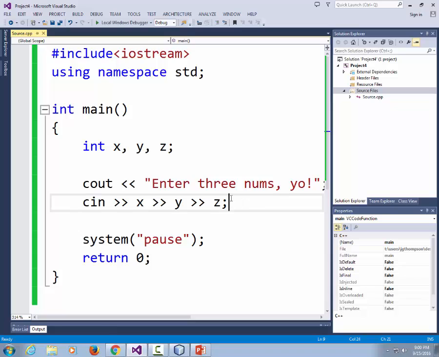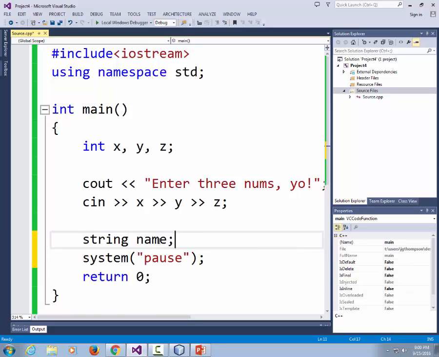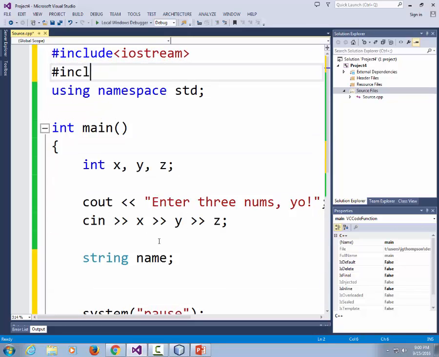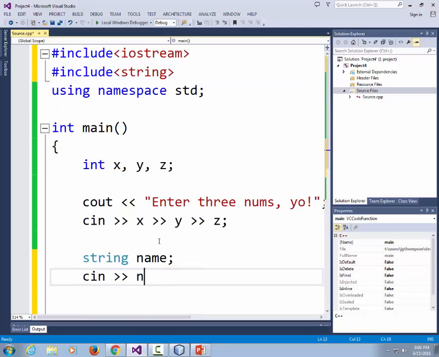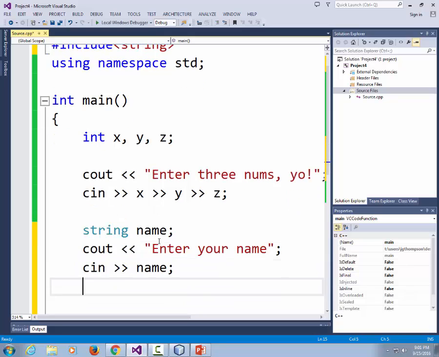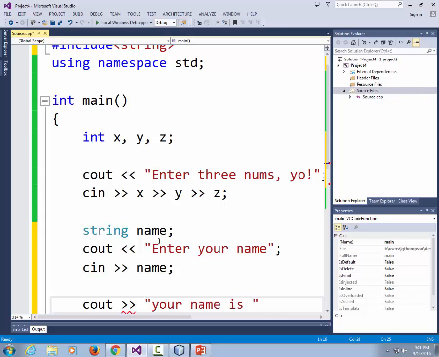That's kind of important to remember, because if you ask for a certain number of pieces of information and then the user enters too many, whatever they entered is left there in the buffer and can cause a problem later, like this. Down at the top, include string. We have a string. Now we're going to read into the string after displaying, enter your name. Then we're going to print out, your name is, name, followed by an endl.